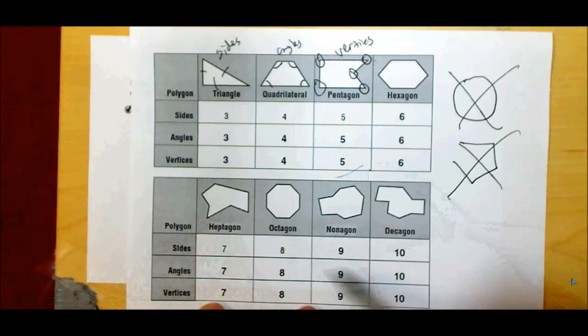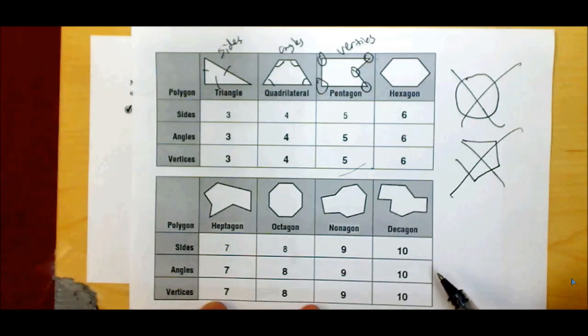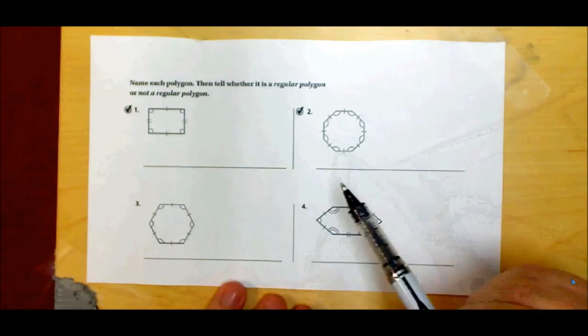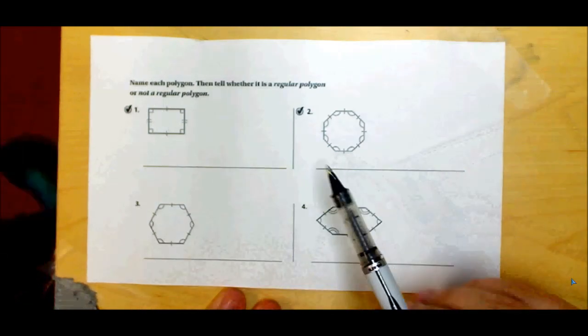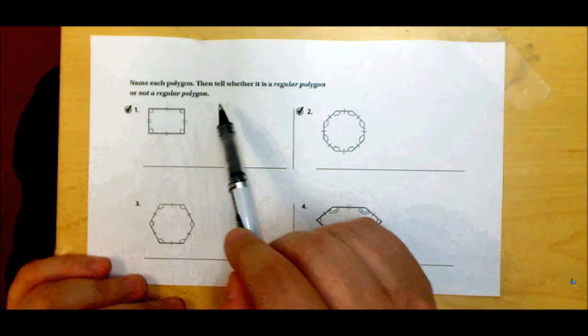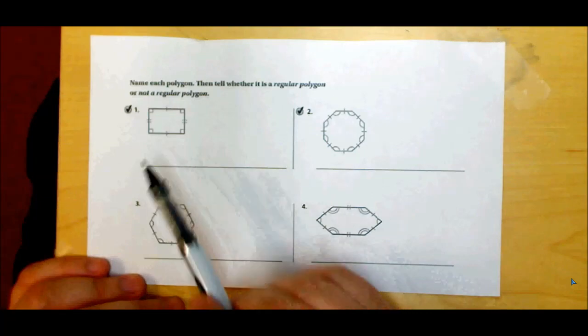And I had students take this home with them to help them do the homework, but if they didn't, they can see it on this video right here. Okay, so this is very much what the homework's going to look like. We have 4 figures here. We need to name the polygon and then tell whether it's regular or not regular. The first thing we're going to do is name each polygon.